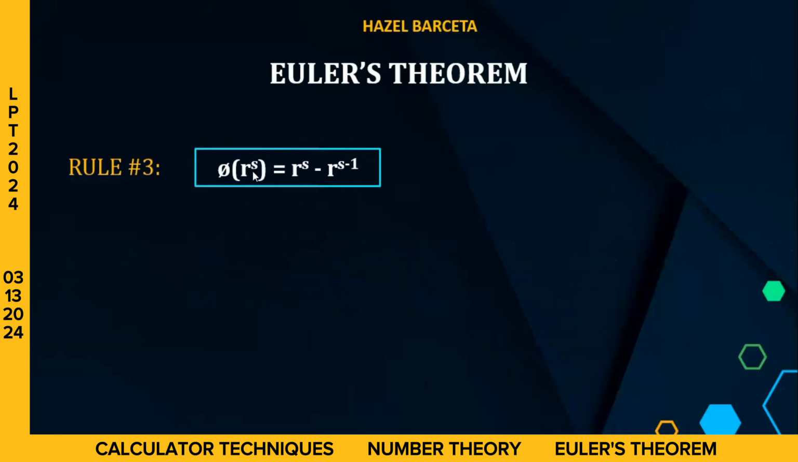Totient of R raised to S is equal to R raised to S minus R raised to the quantity of S minus 1. Where R raised to S is a prime power. So, example, para mas maintindihan po natin. We have 5 raised to 28 is congruent to X mod 16. So, 5 and 16 are relatively prime. So, check. Positive numbers or positive integers, check. So, dito na po tayo magko-concentrate.